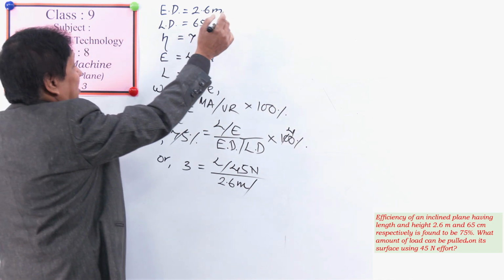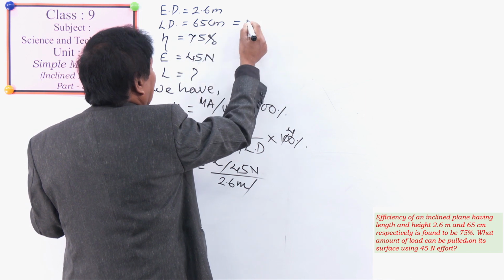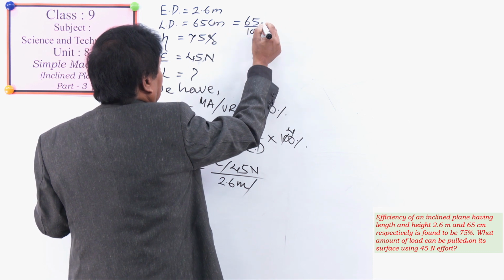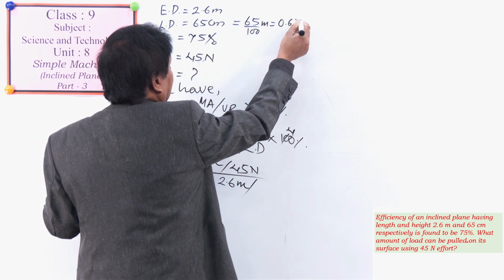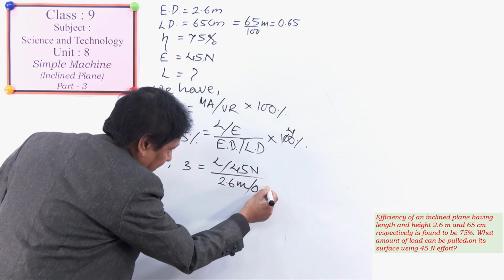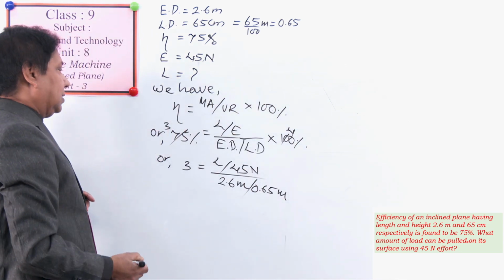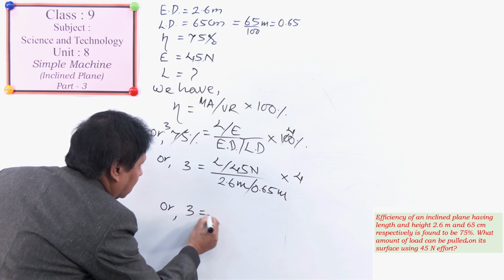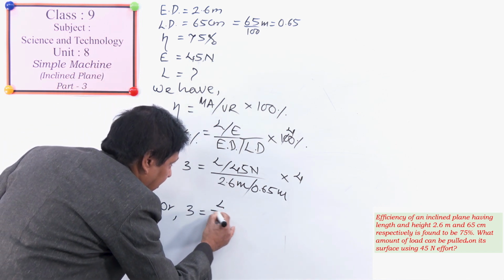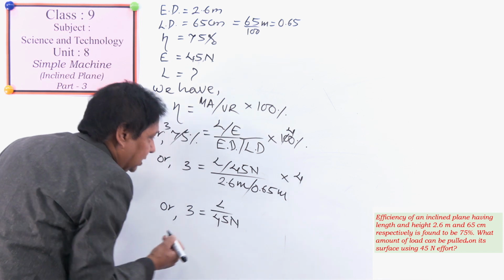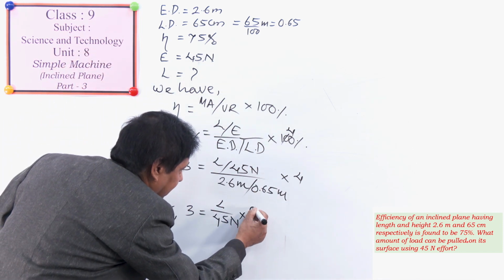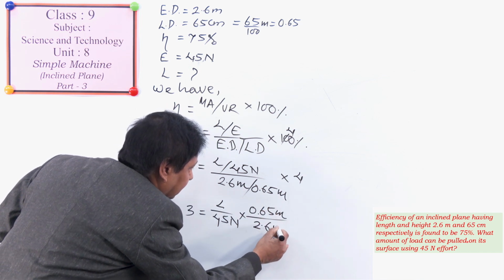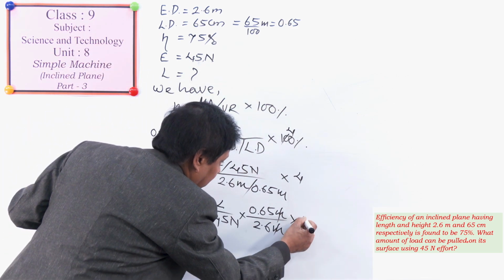We can convert directly this 65 here, also we can convert it: if it is divided by 100, then centimeter comes in meter. This is equal to 0.65. And here we can write directly 0.65 meter, into 4. Or 3 over 4 is equal to load over 45 Newton effort taken in denominator, and it goes like this: 0.65 meter upon 2.6 meter, meter cancels, into 4.